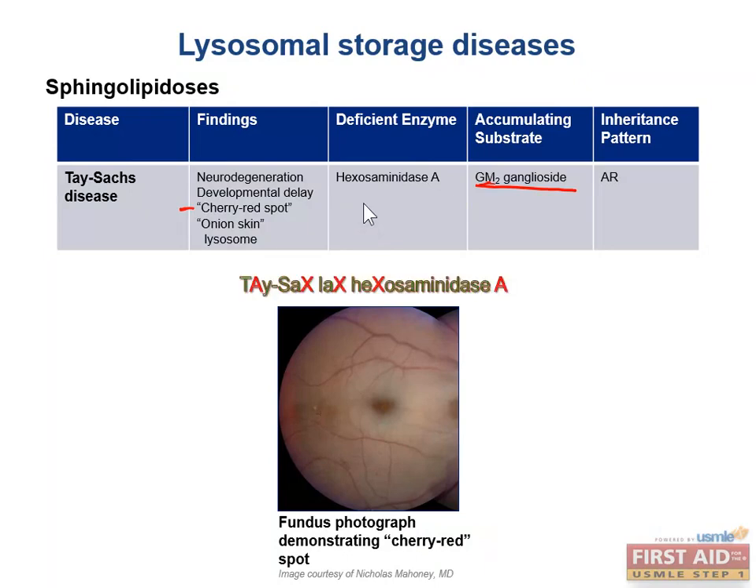Now, here we can see Tay-Sachs lacks hexosaminidase A. So if you hear of a lysosome with an onion skin appearance, you need to start thinking of Tay-Sachs disease as well. This is just a buzzword that you need to commit to memory.